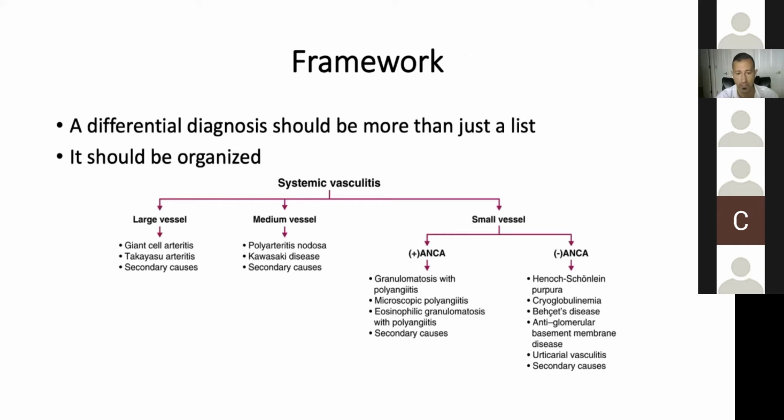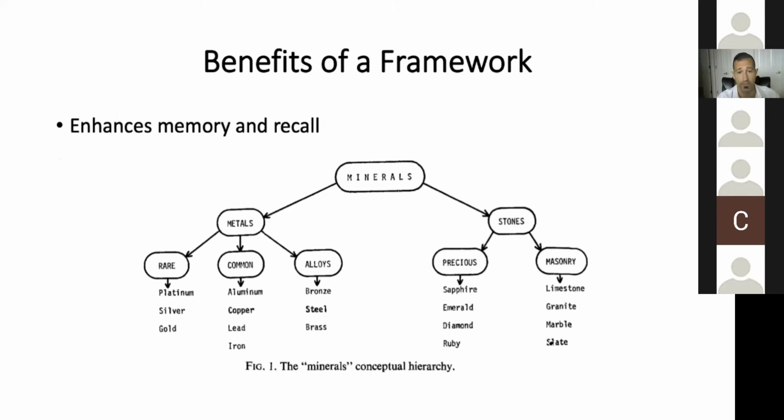And here is the differential, or the framework, for systemic vasculitis, organized by size of blood vessel involved. You have large vessel, medium vessel, small vessel. If I have this in my mind, it's much easier for me to recall this list. And it's much easier to approach a patient with systemic vasculitis if I have this framework in mind. And that's one of the benefits of the framework system, is it helps you with memory and recall.